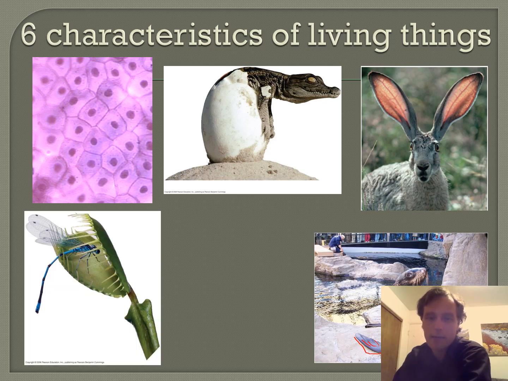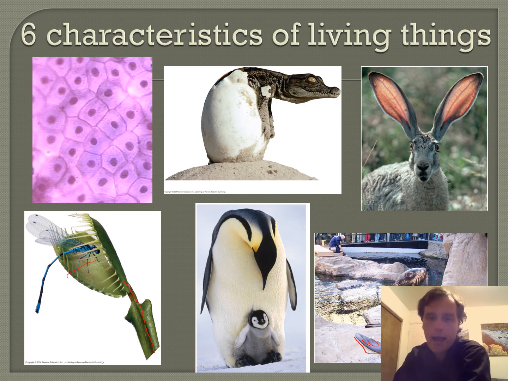Have self-regulated metabolism. This is a Venus flytrap responding to stimuli. The insect has triggered it to close its trap. It's also regulating its metabolism. The reason these eat insects is to get nitrogen. They typically dwell in really nutrient-poor soil in the tropics. And then a baby penguin. All living things reproduce.